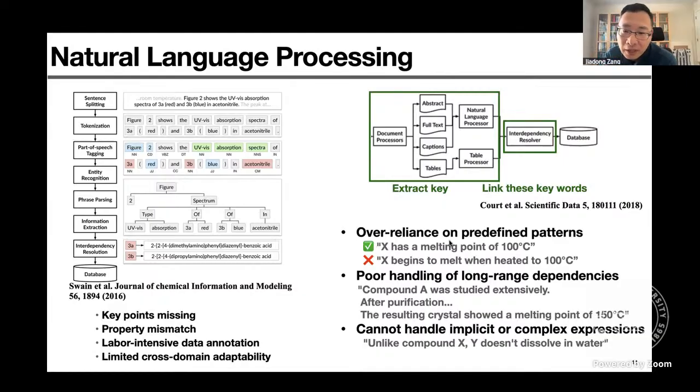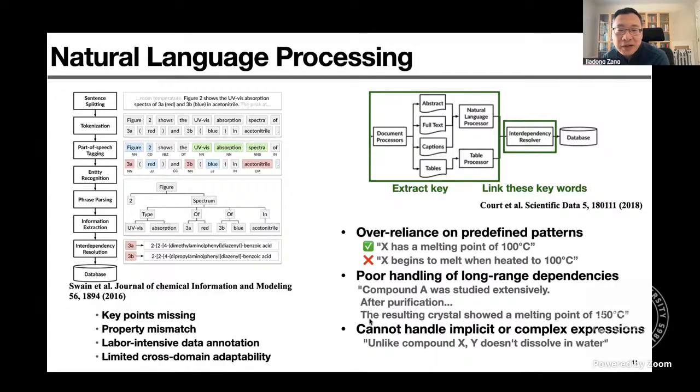For example, it relies on predefined patterns. It can recognize a sentence like this and know that the melting point of this compound is 100 degrees Celsius. Okay. But if the paper describes it in a different way, the model doesn't work. And also, if the compound and the corresponding melting temperature are pretty far apart, with a lot of sentences in between, this code will simply fail. And it also cannot understand complicated descriptions in a sentence.